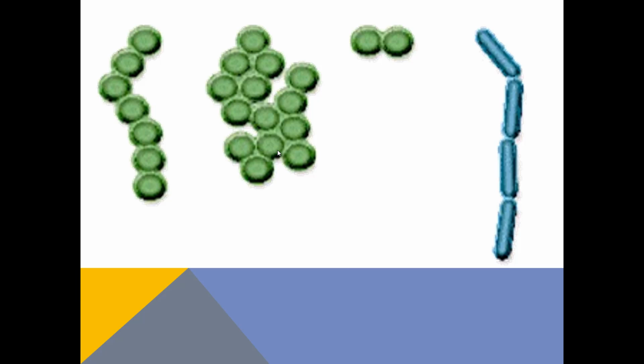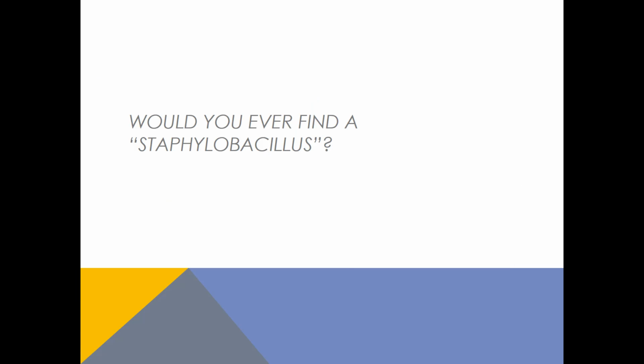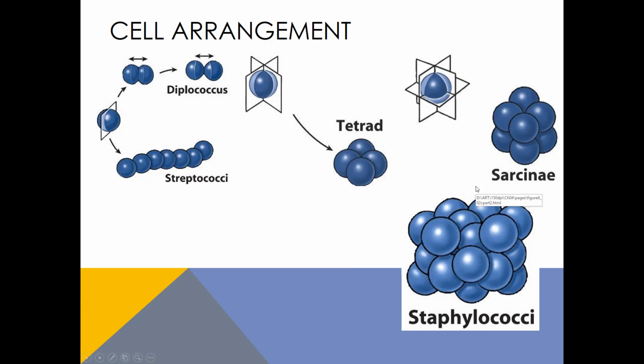Now you can find diplobacilli, or you can find streptobacilli, like pictured here on the far right. However, you will never find a staphylobacillus. You can never find a staphylobacillus because, as I mentioned, they divide and separate.